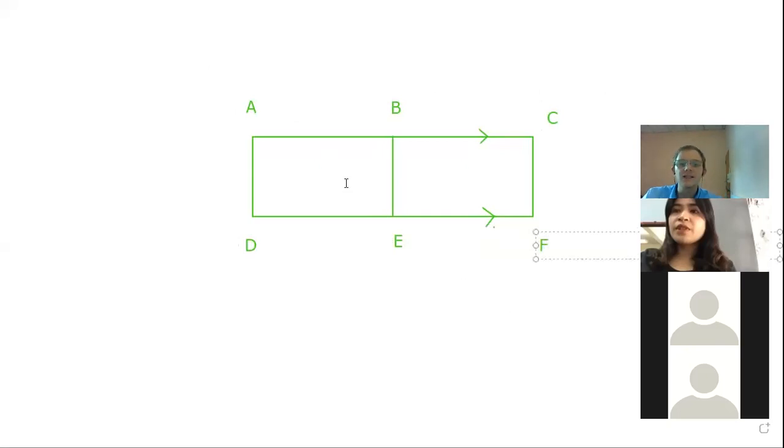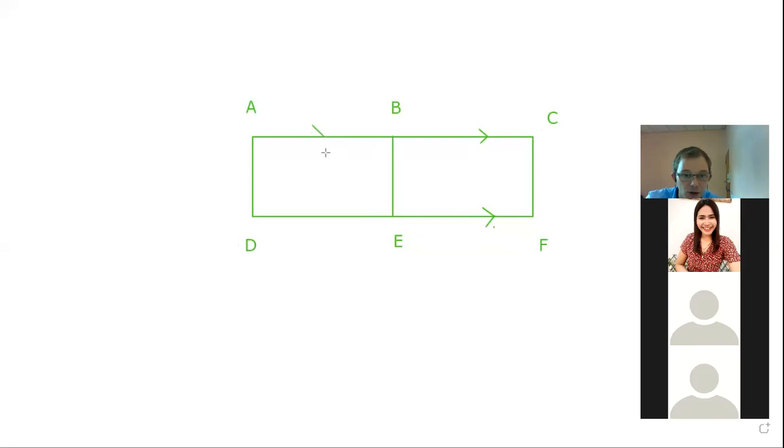So tell me, what is the name of the top line? ABC or just AC? Remember, we take the first one and the last one. So the first one is A, last one is C. So to write the name, we are going to write A, C, with a line on top.